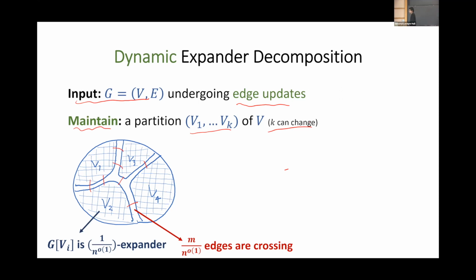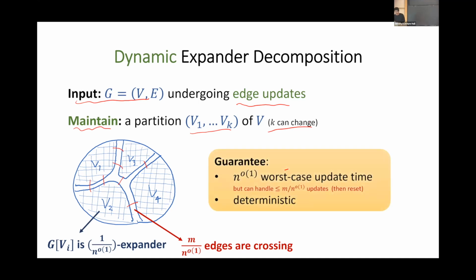Okay. This can be done quite easily. I will show you that there's a way to maintain this object with very small update time, as long as there are not too many updates. Because if there are a lot of updates, you can deal with it somehow, like just reset the whole algorithm. And it's deterministic. So let's see how to get this using our tool so far.